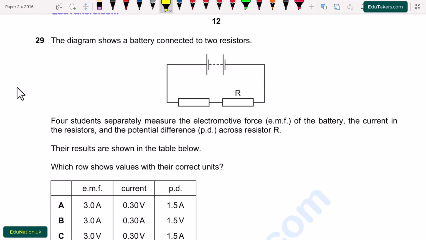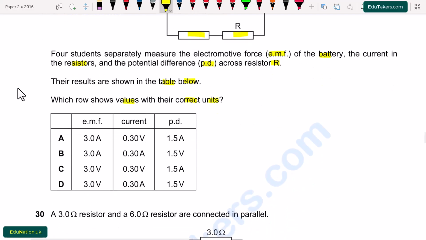Question number 29. The diagram shows a battery connected to two resistors. There are two resistors and a battery. Four students separately measure the electromotive force EMF of the battery, the current in the resistors and the potential difference across the resistor R. Their results are shown in the table below. Which row shows the values with their correct unit?